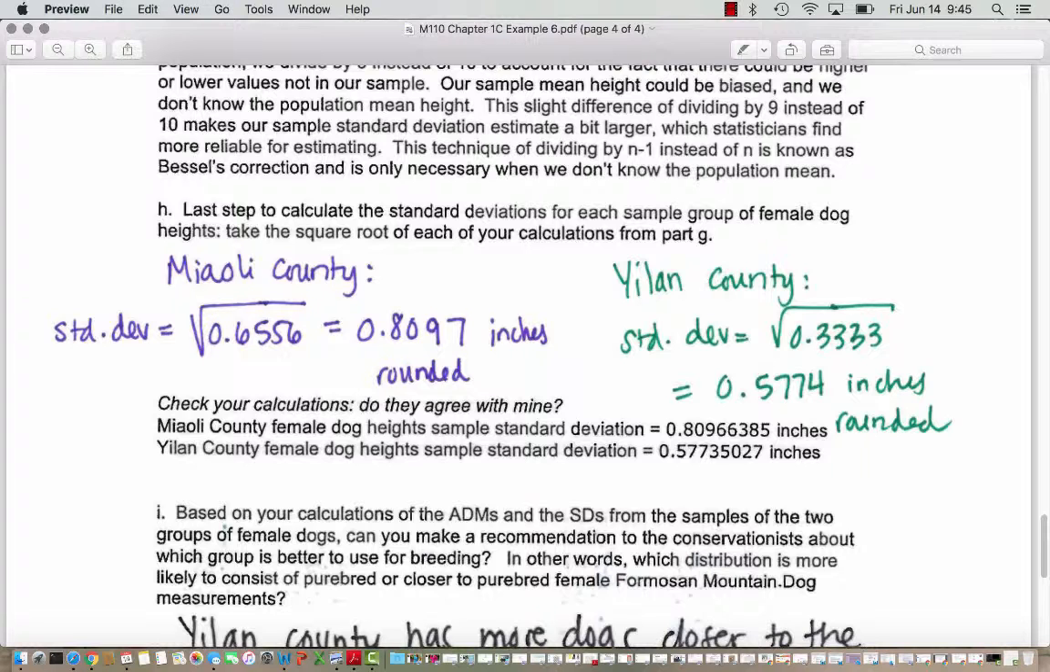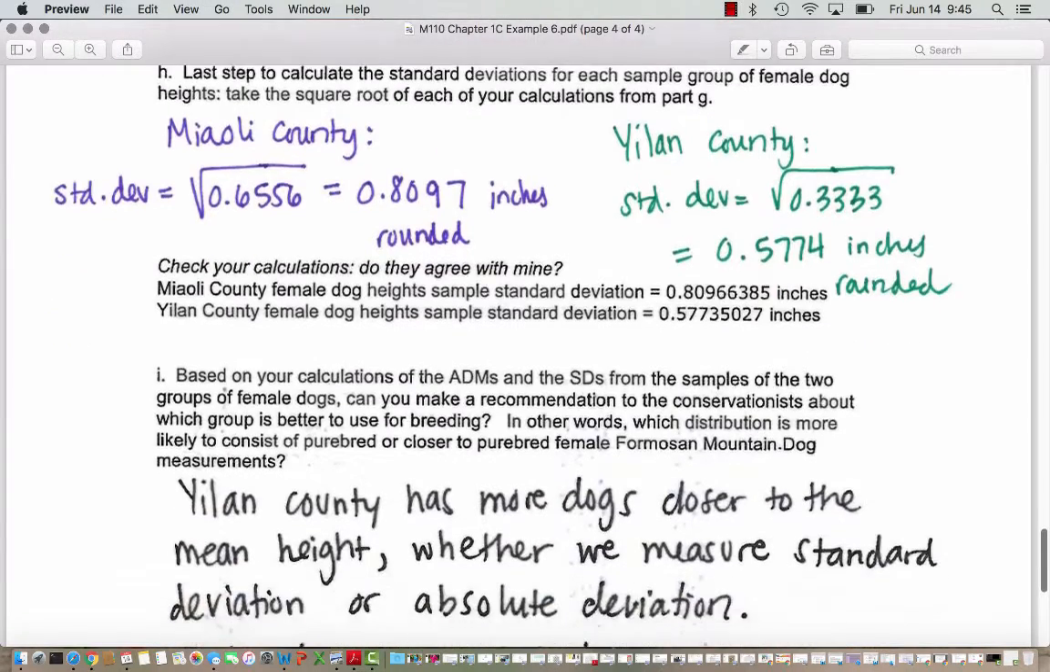You can check the calculations here. I ran this in StatCrunch, which is how we're going to do the standard deviation from here on out. And I love StatCrunch. It gives me 8 decimal places. And you can check if you round, you get the same results I got by hand.